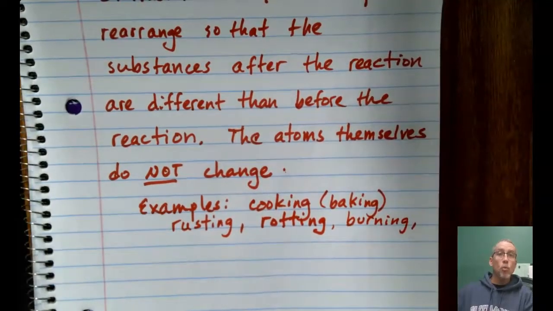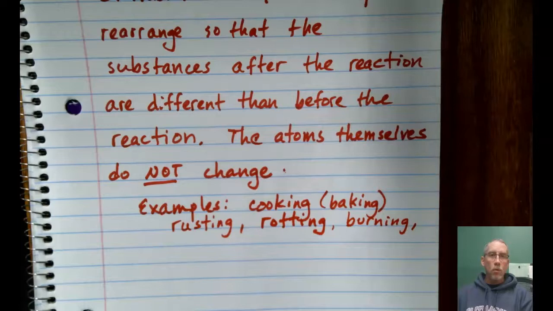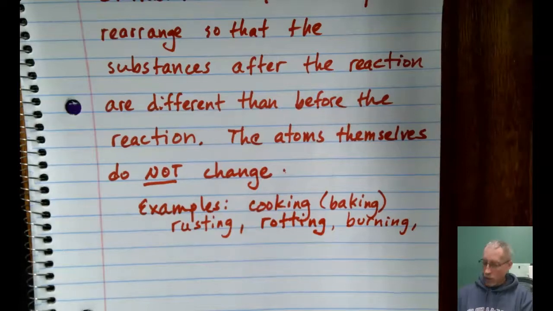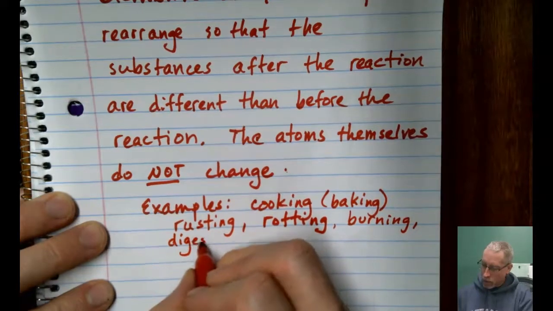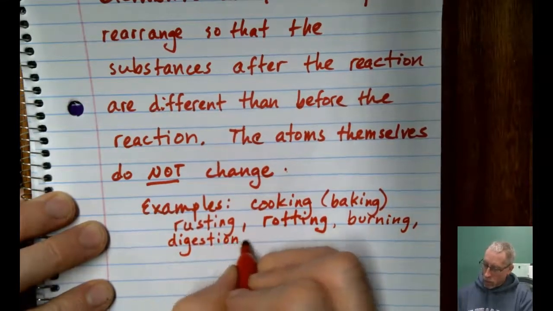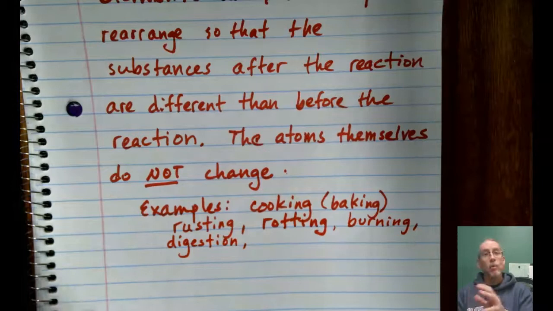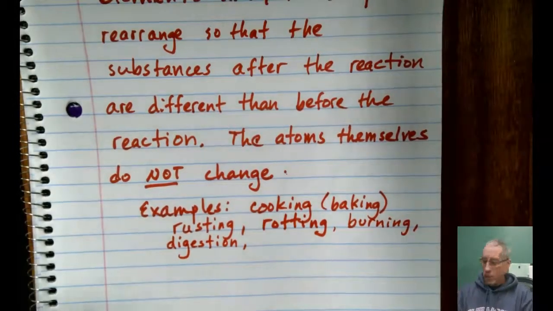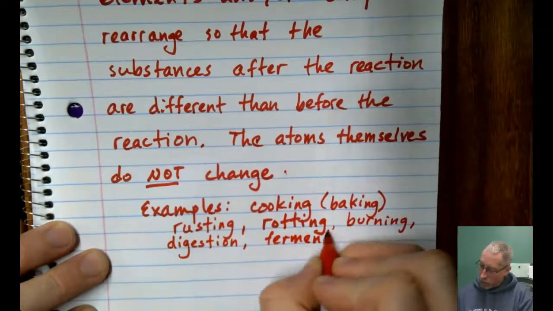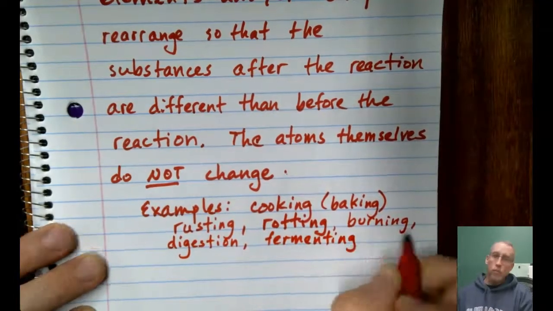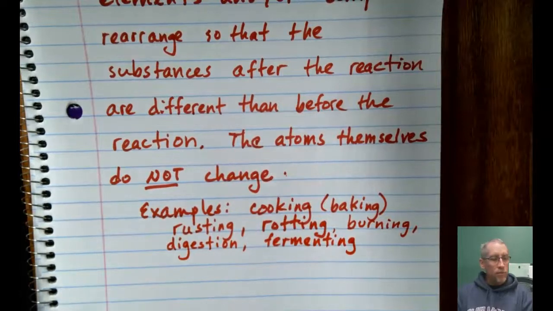Burning. You know, just picture wood burning, let's say in a fireplace. What you end up with at the end, which is what we call ash, is completely different than the wood that you started with, right? Digestion is also a chemical reaction. That's the acid in your stomach reacting with the food that you eat, making something entirely different. And fermenting. Okay, so there's just a few examples.